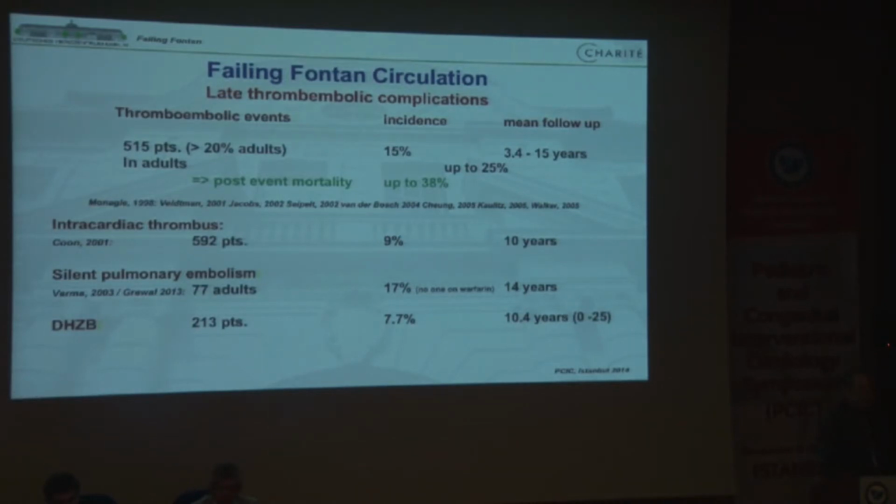With regard to the thromboembolic complications, this is not a trivial fact. Especially in adults, you have an incidence of up to 25%, and overall, if you include the kids, you have an incidence of 15% during a follow-up of 15 years. And the post-event mortality, if one thromboembolic event happened, is nearly 40% in the patients. Intracardiac thromboses are a bit more rare, but it is a traumatic problem in any way.